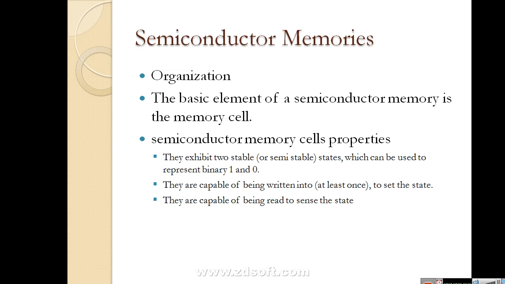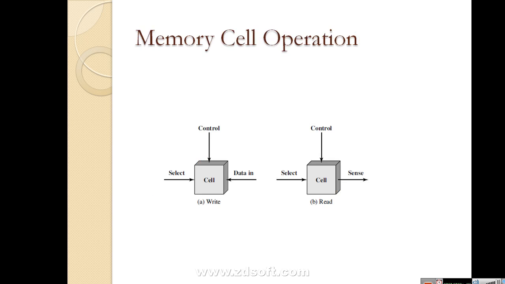Now let's talk about semiconductor memories. The organization: the basic element of semiconductor memory is the memory cell. Semiconductor memory cell properties: they exhibit two stable or semi-stable states which can be used to represent binary 1 and 0. They are capable of being written into, at least once. They are capable of being read.